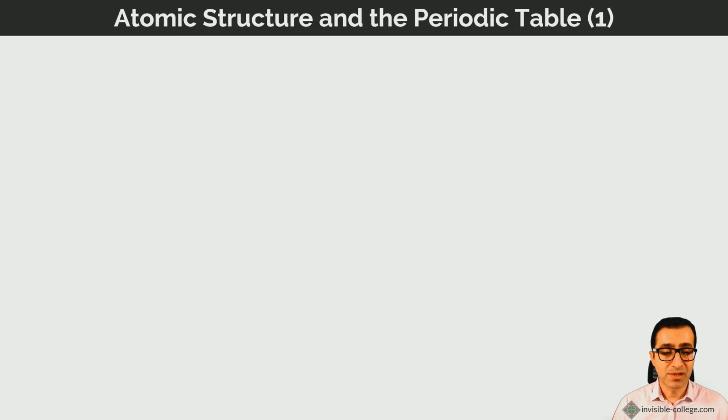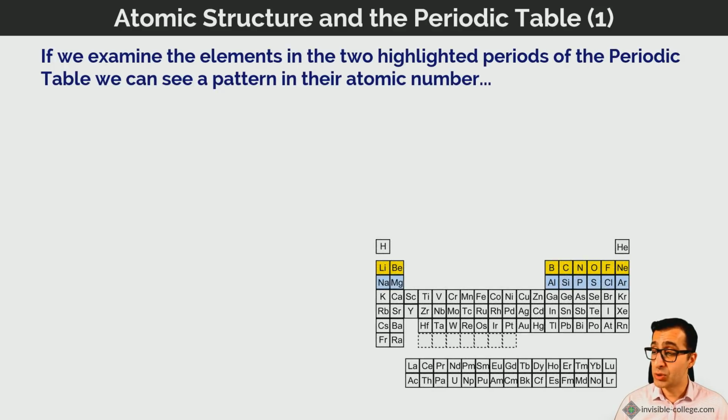Now, in later lessons of this topic, we're going to be talking about the arrangement of elements in the periodic table and how it reflects the various structures of those atoms and the numbers of subatomic particles in those atoms. But as we've seen already, if we examine the elements in these 2 rows that have been highlighted, we can see a pattern in their atomic number.